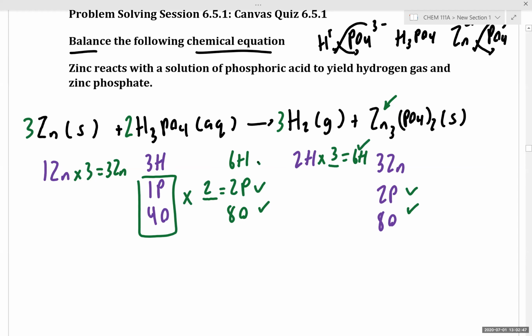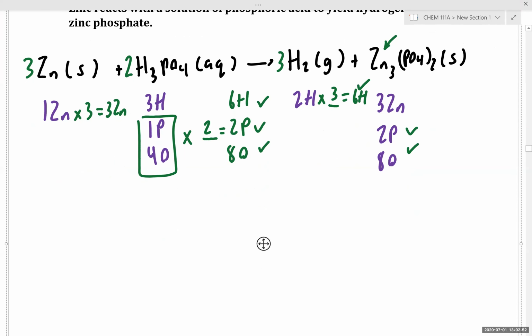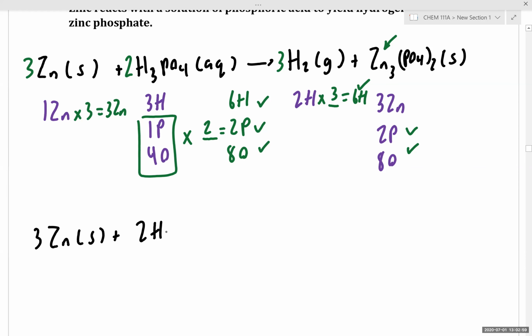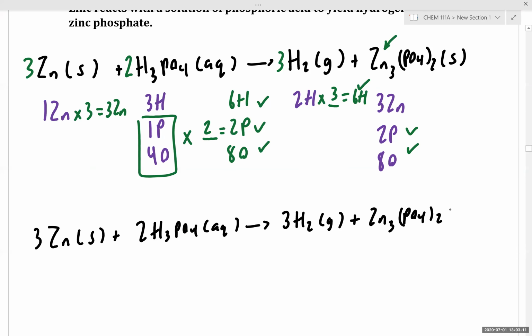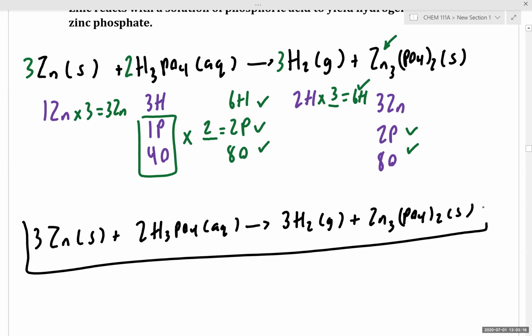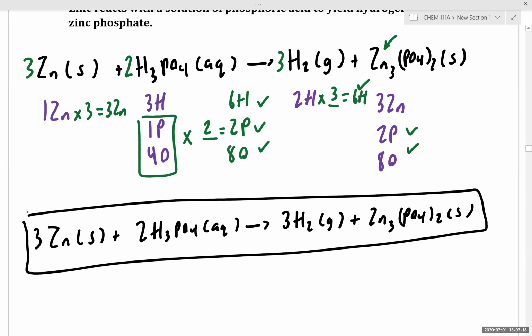Perfect. So now we've balanced all of our elements. So let's write out now our balanced chemical equation. So we have 3 zinc solid plus 2 H3PO4 aqueous leads to 3 H2 gas plus zinc phosphate. Okay, and now we have a fully balanced chemical equation. Any questions on this example?